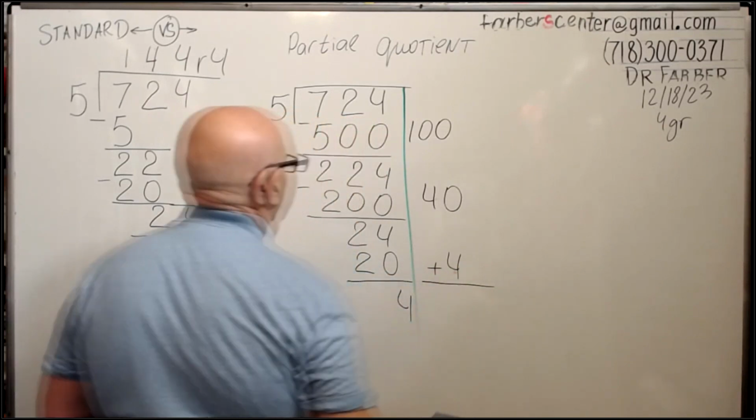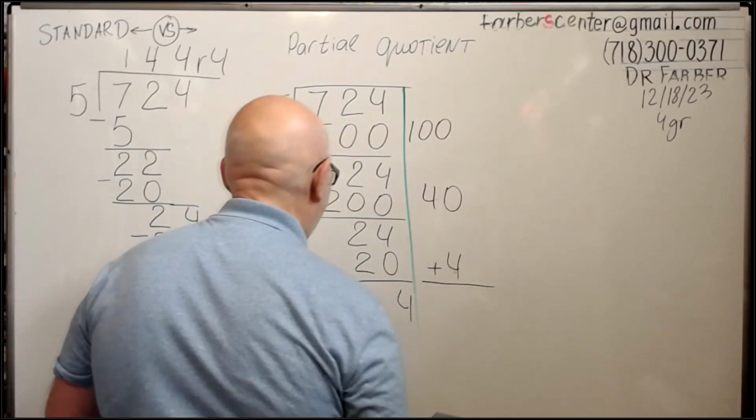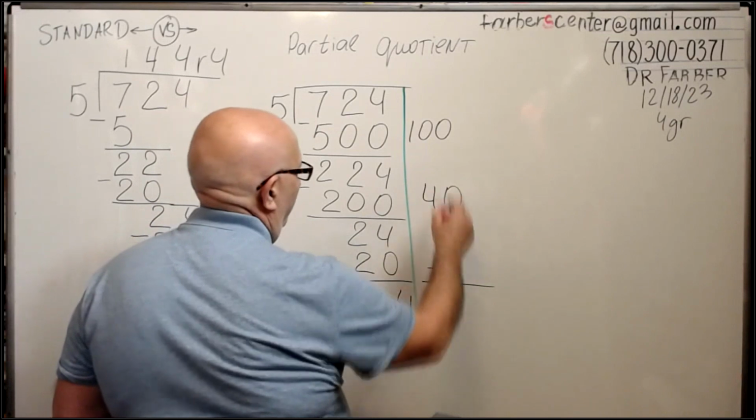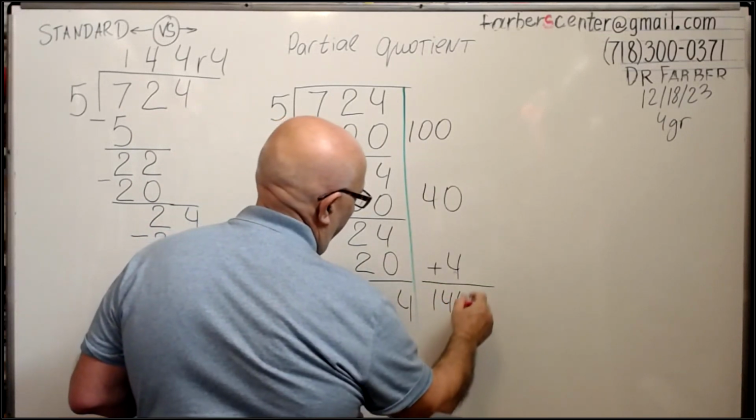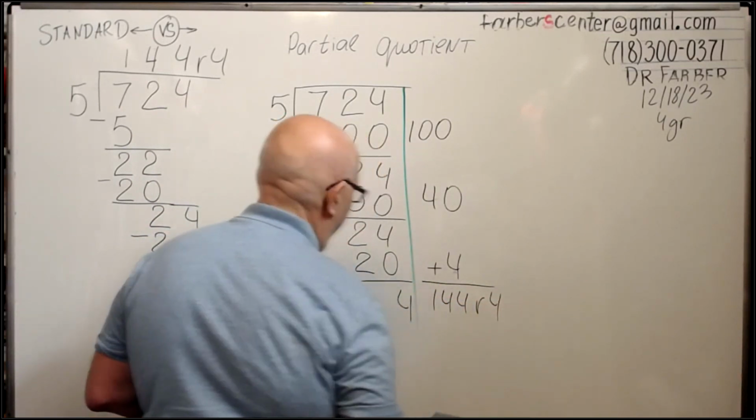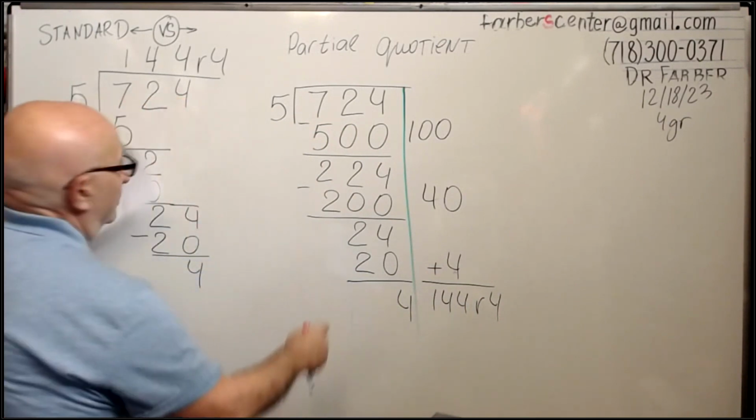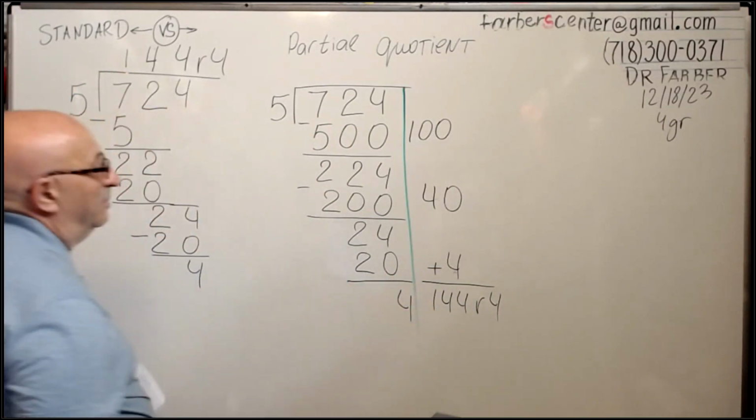The last step is left here. Always add this partial quotient, right? And you have 144 and remainder 4. Compare these two results, absolutely the same.